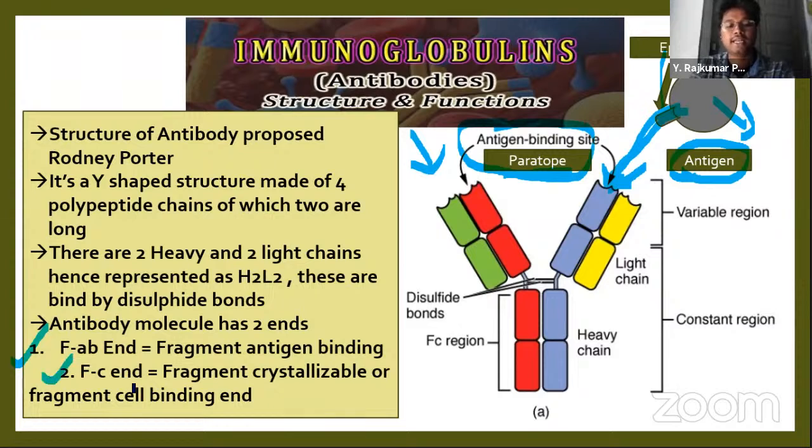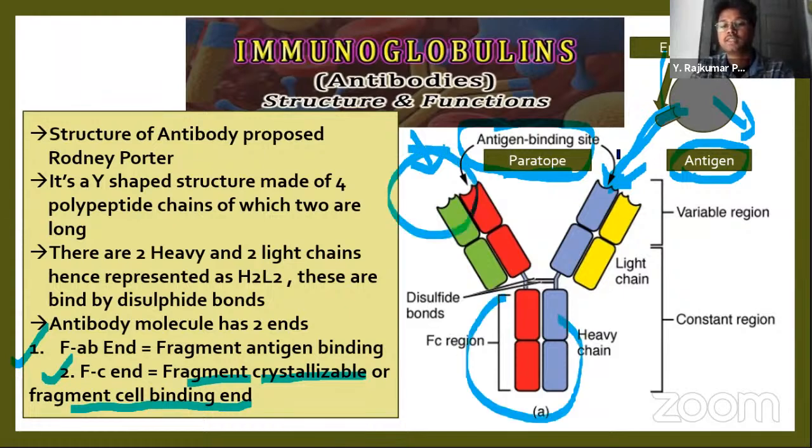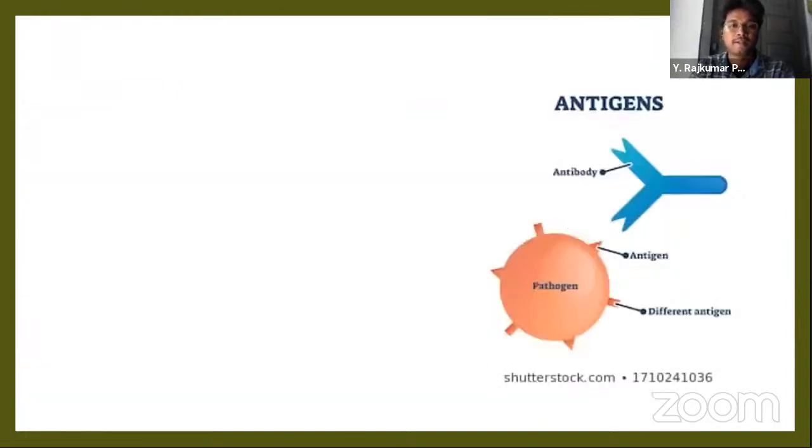Next, the FC end is nothing but fragment crystallizable or fragment cell binding end. So this is the FC region and these two are the FAB regions.